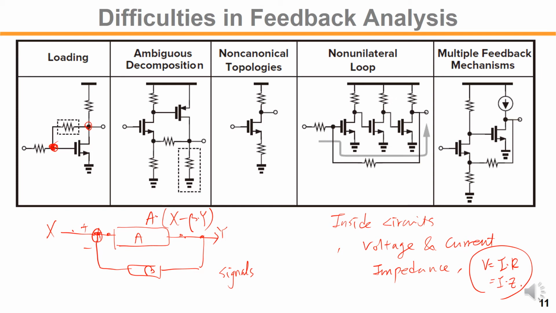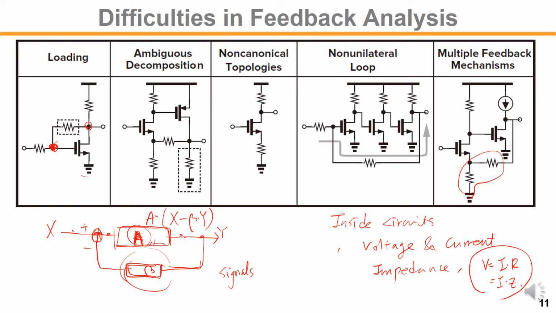Because our amplifier gain is affected by the load impedance. Let's say even though you design the gain of A, if the beta, the feedback network, loads the amplifier output, then it may have a different amplifier gain. So for example, if you have a resistive load at the output, your output gain and amplifier gain will be collapsed by the resistive load, right?